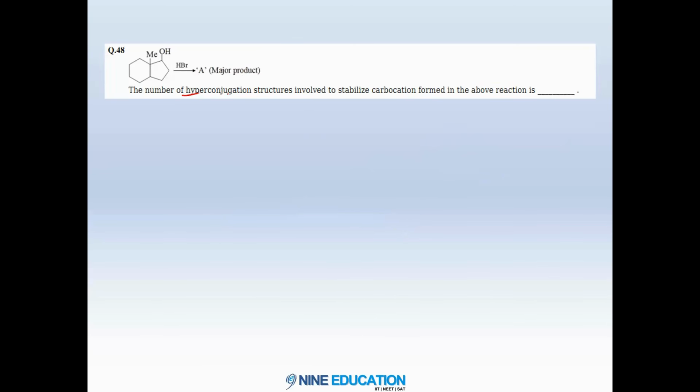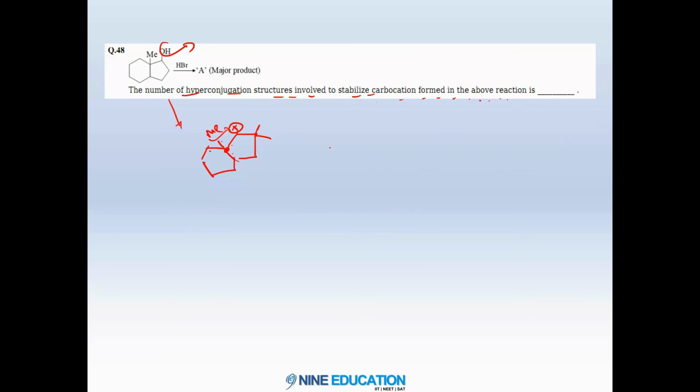HBr, major product. The question: number of hyperconjugative structures involved to stabilize the carbocation formed in the above reaction. So first of all, what is the carbocation formed? HBr is gone, so here you can think of something like this. There is a methyl group here, because H plus H2O is lost. This carbocation which is formed can have how many alpha hydrogens? 1, 2, 1, 2 over here, and 1, 2, 3, 4, then nothing. So only 2, these are the case.